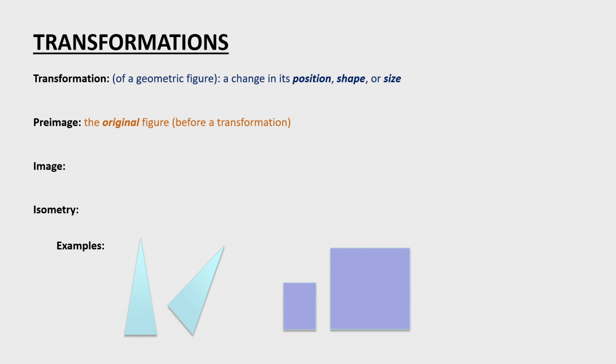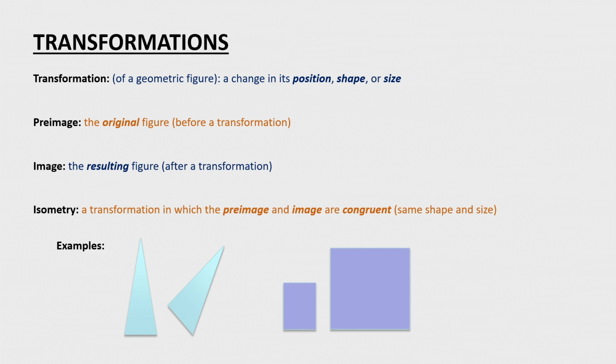But a couple things to keep in mind, some of the definition pieces. Pre-image, that's the before, so it's the original figure, it's where we start before we have a transformation. And then the image is the result or the after, and so it's where we land when we're done applying this transformation. A special type of this transformation is called an isometry, and it's where our pre-image and our image are congruent. And again, congruent is same shape, same size, all the measurable attributes of that figure are the same.